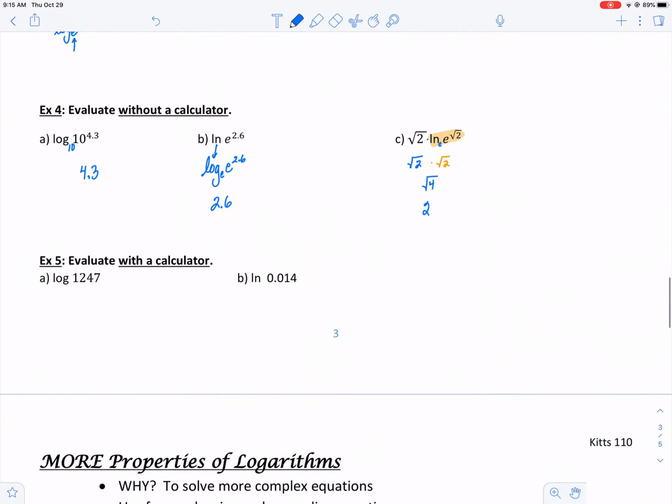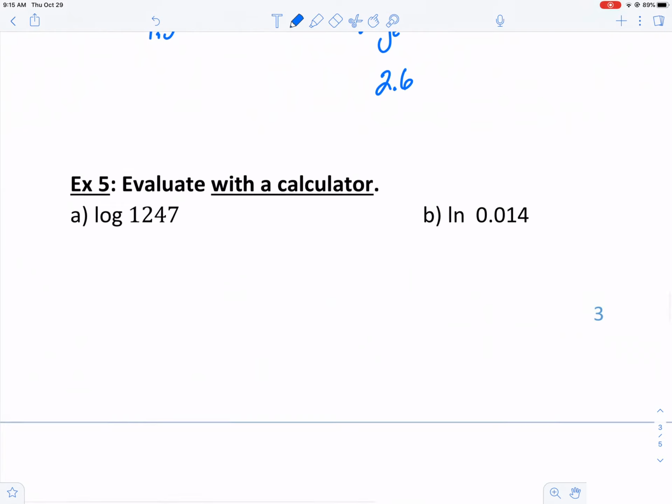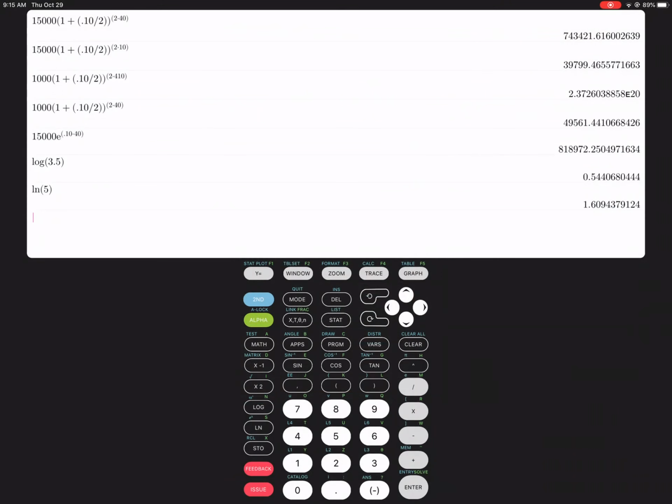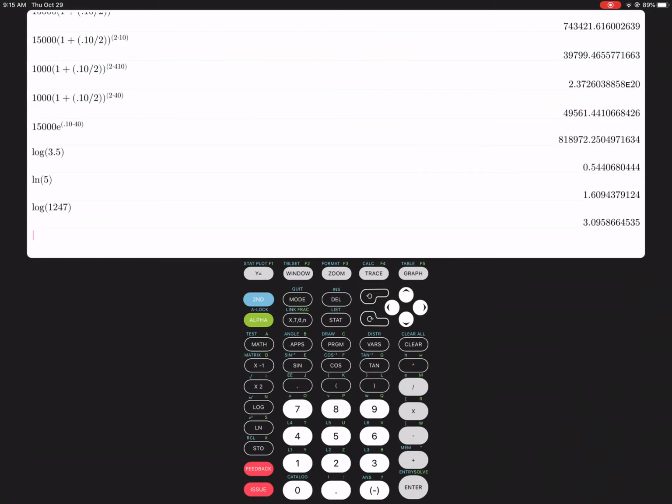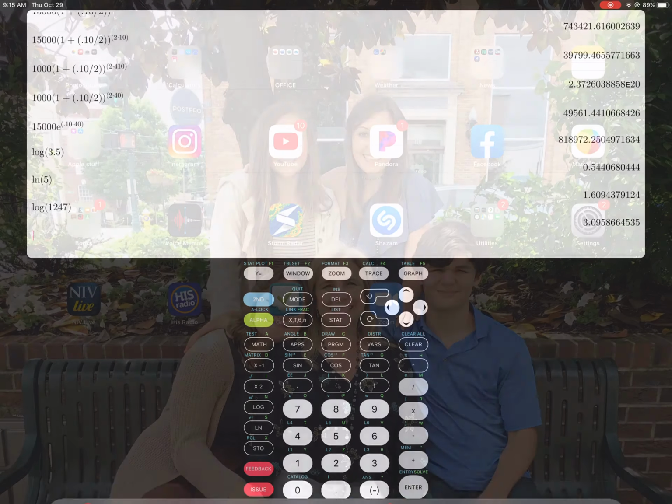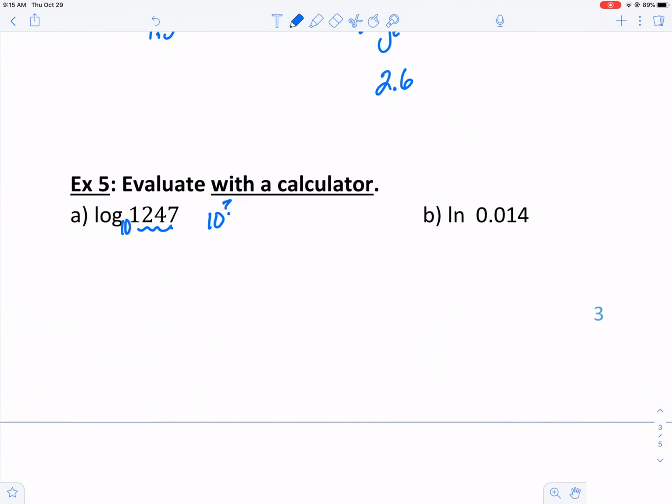Now this one, it says evaluate with a calculator. And the reason you have to evaluate it with a calculator is because you can't without, okay? This is log base 10, and I can't write that as 10 to some power. So I'm going to have to use my calculator. So the log base 10 of 1247. I'm just going to plug that in my calculator. Log of 1247. And I usually go out to 4 decimal places. 3.0959. All right, so we'll just write that down. 3.0959. I think that's what I said.